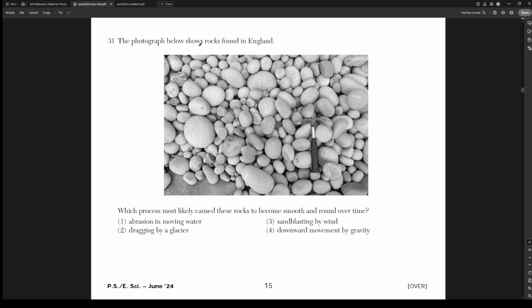31. The photograph below shows rocks found in England. Okay, they're all round and smooth, so that's going to be abrasion. So water, essentially, when you have something in water and it's square and it rolls, it chips away the edges and rounds it out.